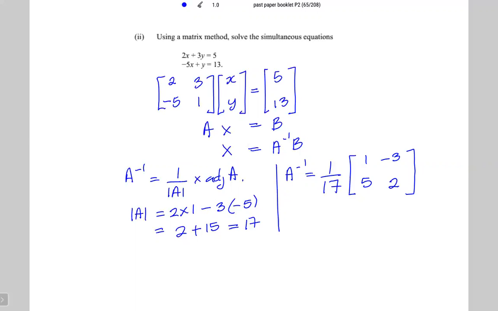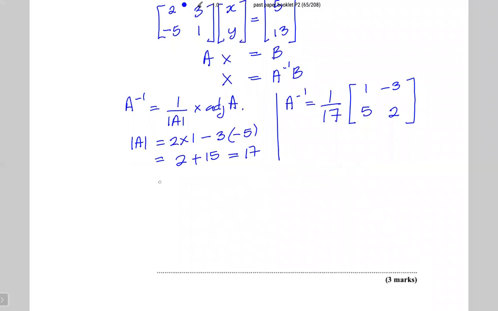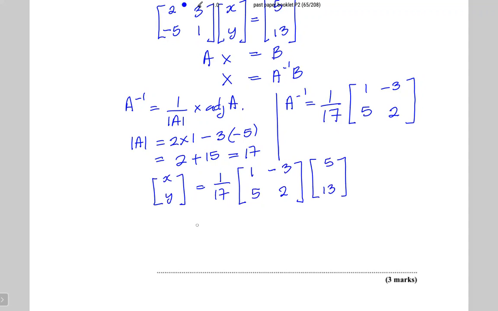All right, so let's finish this now. It means therefore that x, which is xy, is equal to A inverse, which is 1 over 17, 1 minus 3, 5, 2, times B, which is 5, 13. You're going to multiply the two matrices and then multiply by 1 over 17. So I write back my 1 over 17. Let's multiply the two matrices.